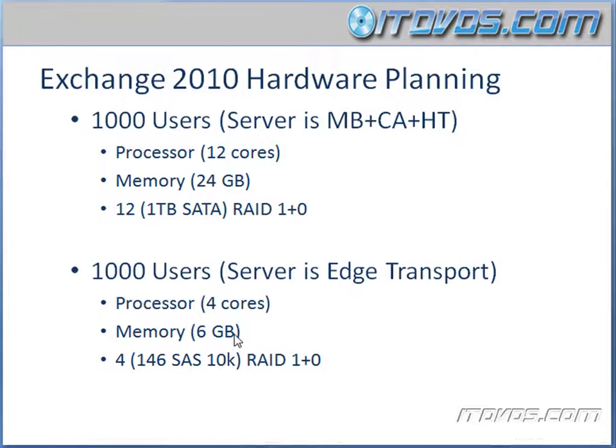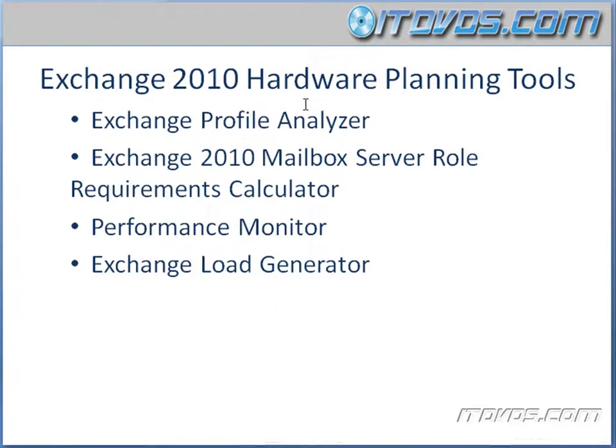Now let's take a look at the tools from Microsoft. The first hardware planning tool is going to be the Exchange Profile Analyzer. And this tool is going to allow us to run it against our current environment, like Exchange 2003 or Exchange 2007. It's going to collect all of our current usage, and it's going to use that to help us plan our Exchange 2010 environment. So that's perfect. It gathers our current usage, and our current usage is what we want to use to help plan for future.